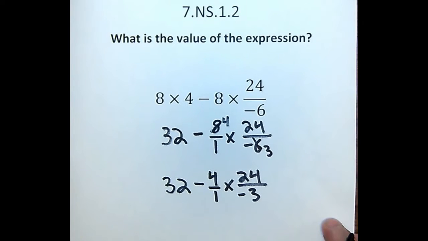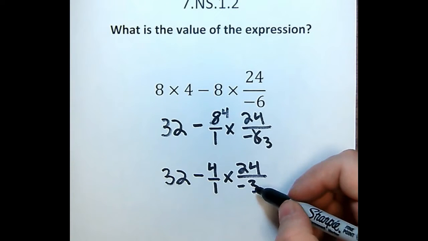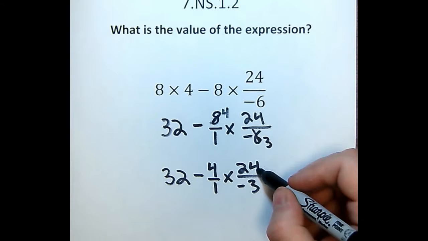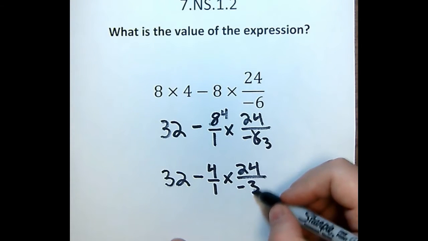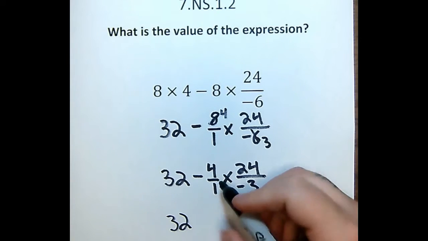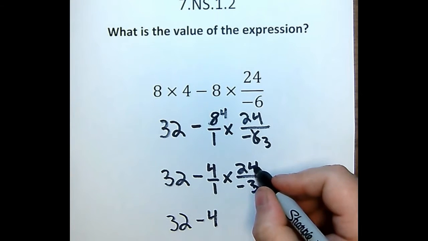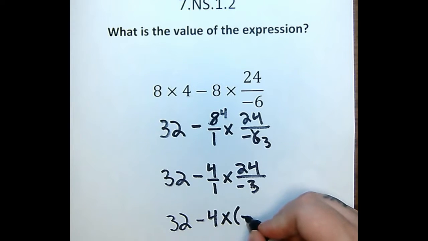Okay, and then I can look at this fraction here and know that 3 will actually go into 24. 3 will go into 24 8 times. So I can use division and get this to go down. So I can take 32, and then 1 will go into 4 4 times. 3 or negative 3 will go into 24 a negative 8 times.